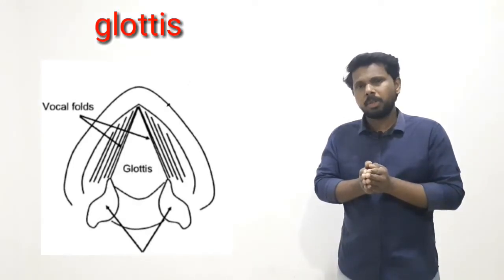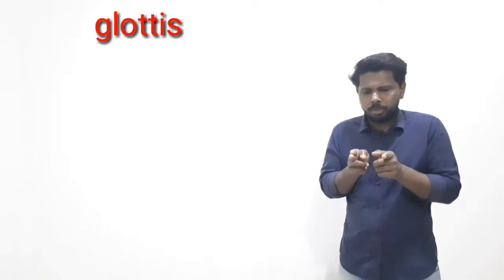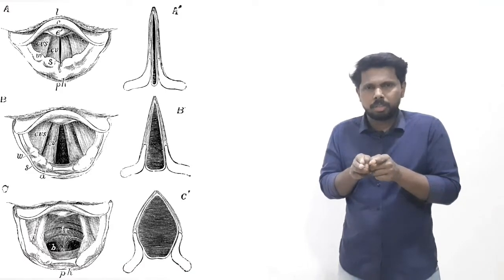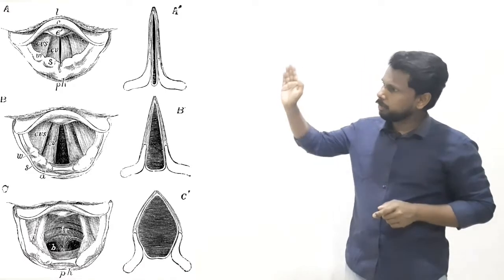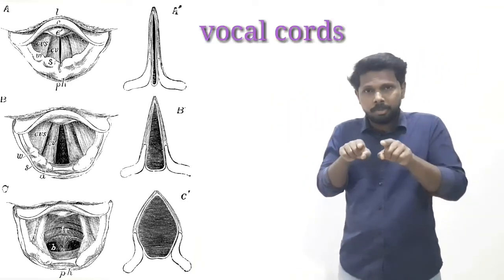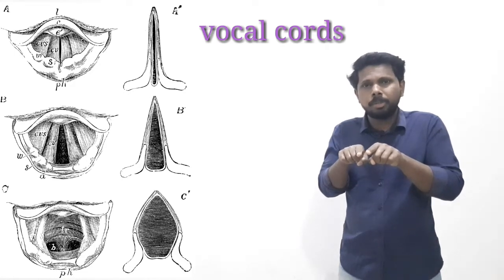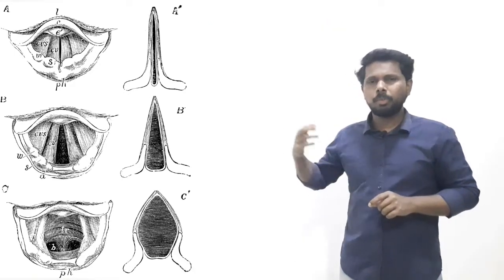These vocal cords are flexible. When they come very close, they restrict the air passage, so the air moves with a bit of difficulty. When the air moves with difficulty, a frictional noise is heard.